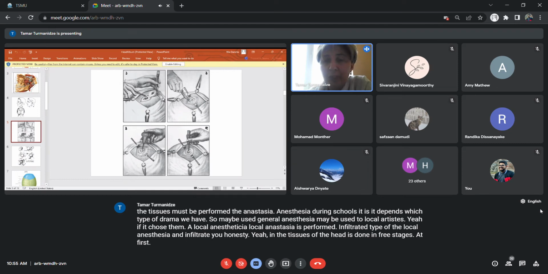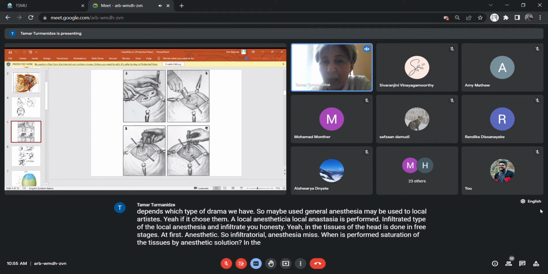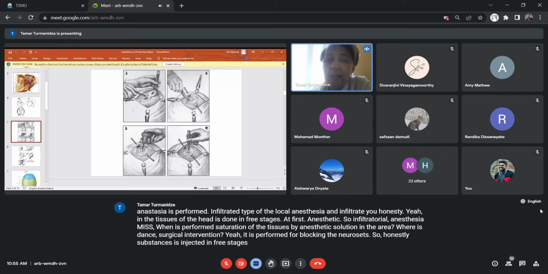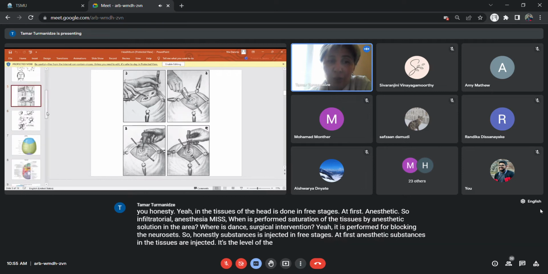Infiltrative anesthesia means saturation of the tissues by anesthetic solution in the area where the surgical intervention is done. It is performed for blocking the nerve endings. So anesthetic substance is injected in 3 stages. At first, anesthetic substances are injected in the tissues at the level of the location of the nerves.